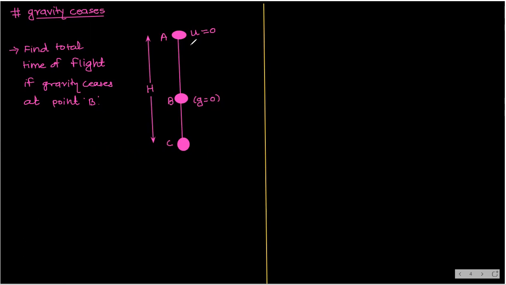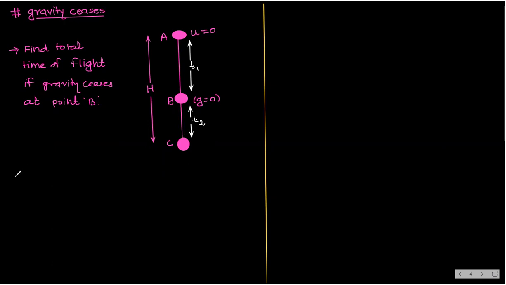Now, let us suppose the time taken to go from A to B is, let us suppose, small t. What is the time? Small t, or you can take t1, no problem. Let's take t1. And let us suppose the time taken to go from B to C is t2. What is this time? t2.